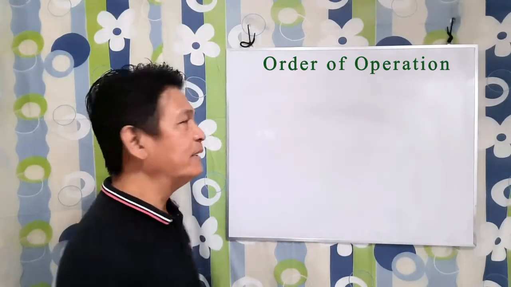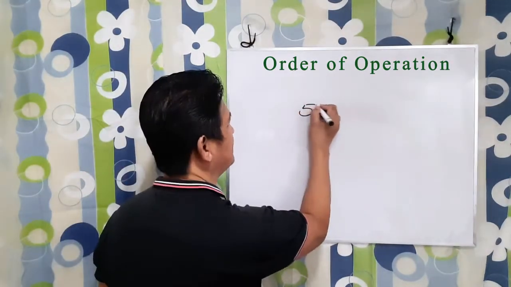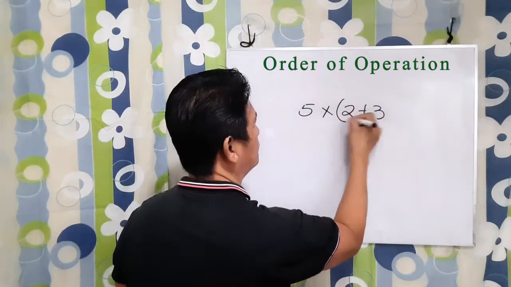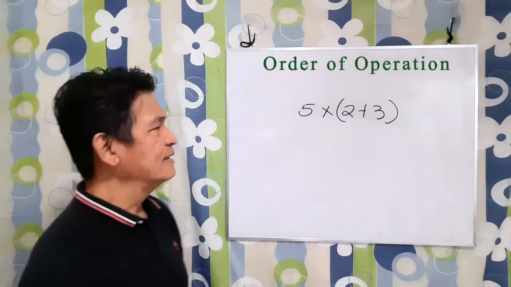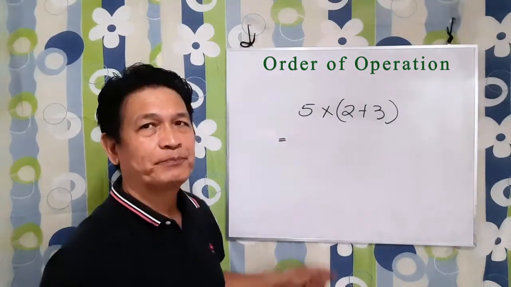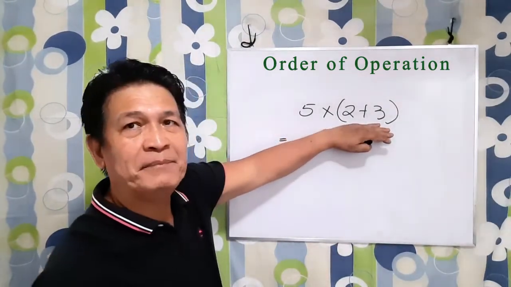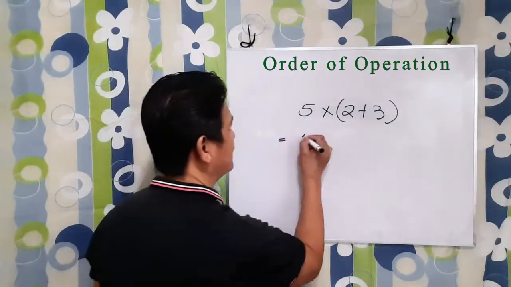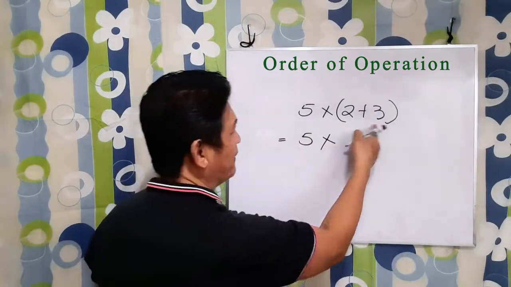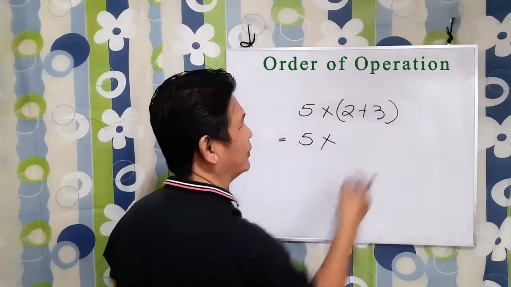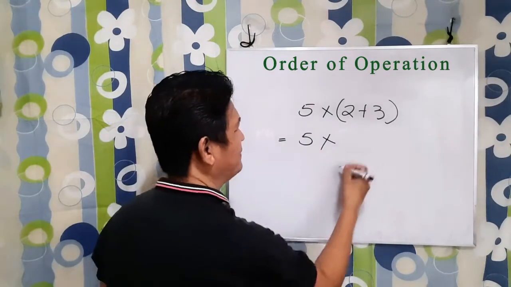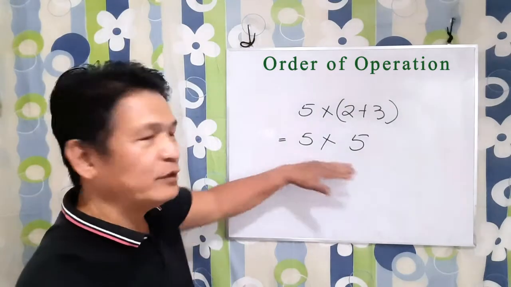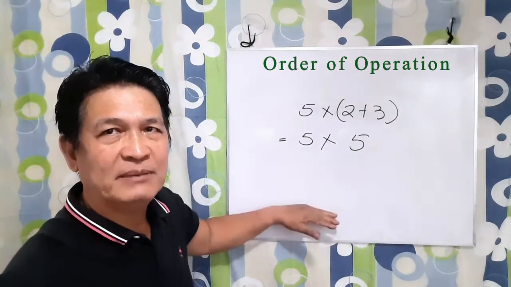For example, you are given a set of numbers like 5 times 2 plus 3 grouped by a parenthesis. So the first thing you're going to do is to simplify your numbers inside your parenthesis. And that will be 5 times, simplify this, and then remove your parenthesis. Your 2 plus 3 becomes 5. And then you proceed with the multiplication.